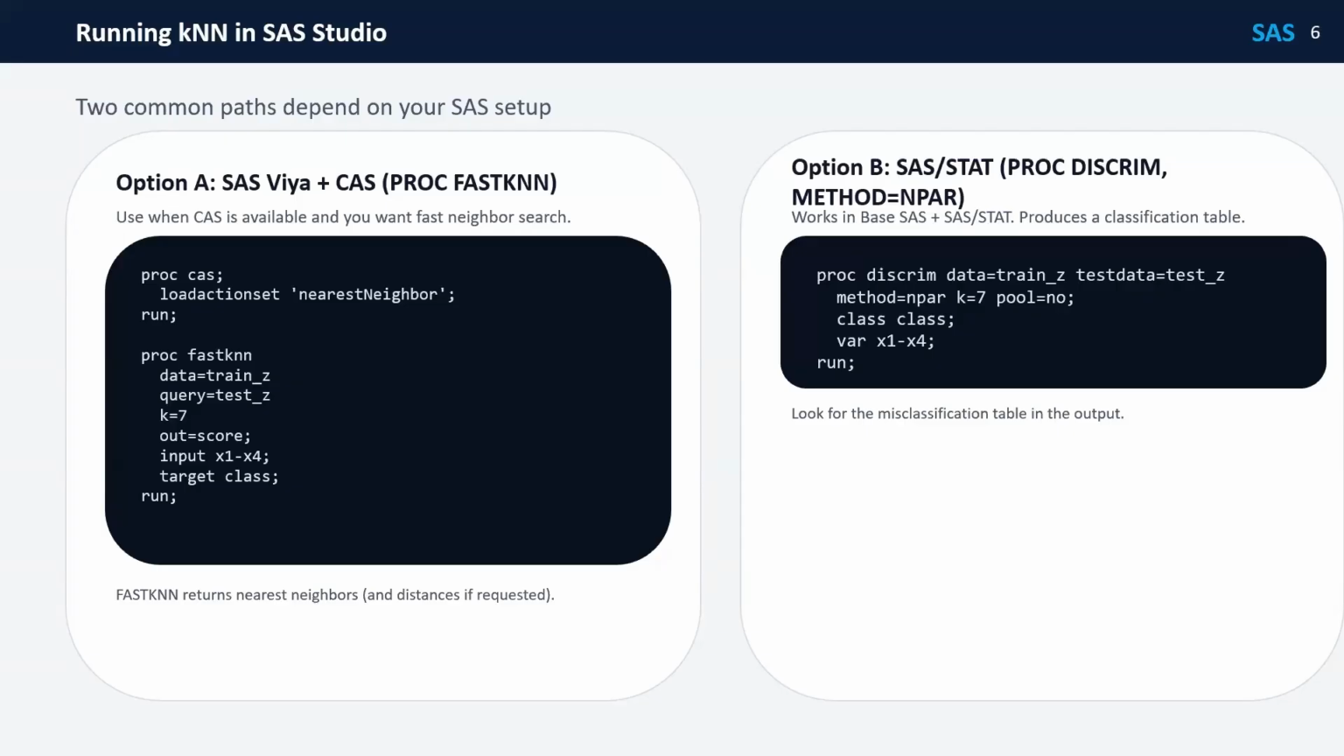On the right, Option A is, if you have access to SAS, the procedure FASTKNN. You use that when CAS is available and you want a fast neighbor search. The advantage is you can request nearest neighbors and, if needed, distances. But again, we're going to be demoing the DISCRIM, which is what you see on the right. No matter which tool you use, the output to focus on is the same idea: how many predictions were right, how many were wrong, and which classes were confused.